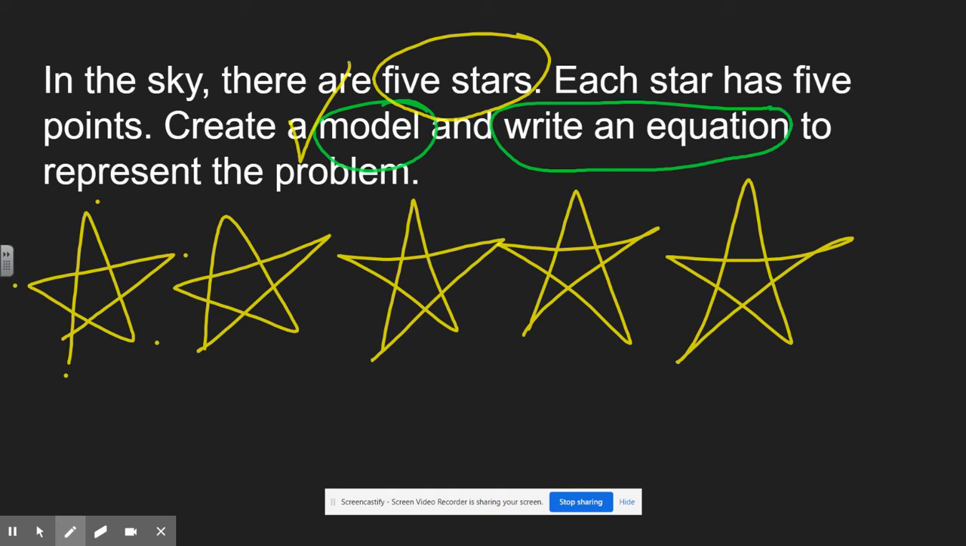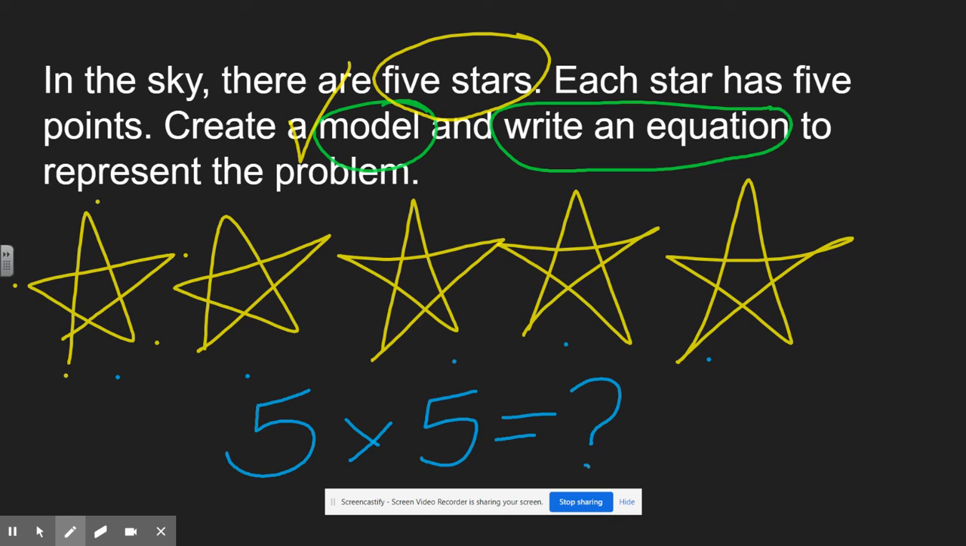I'm going to write an equation now. I'm going to write that in a different color. Let's do blue. So let's first look here. If I have 5 stars, I'm going to write 5 because there's 5 groups. 1, 2, 3, 4, 5. Each star has 5 points. So I'm going to do 5 times 5 equals what?